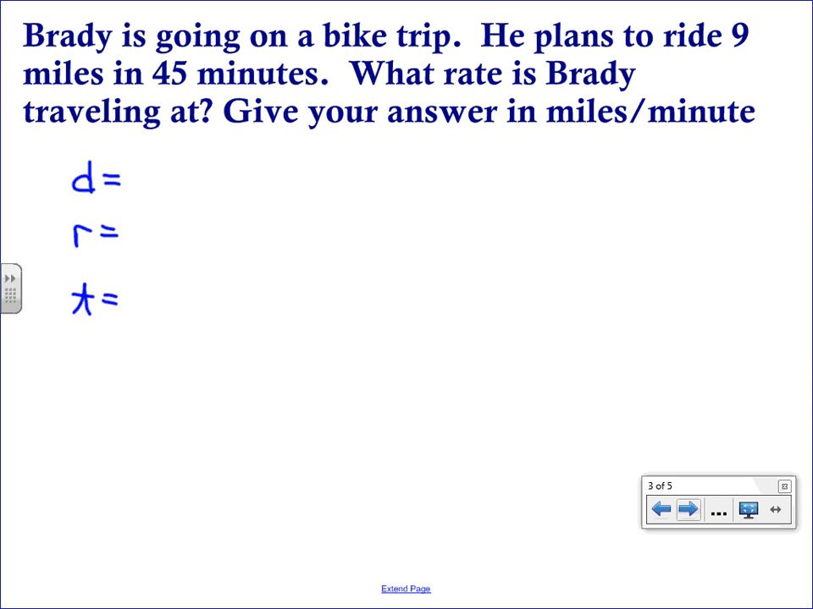So for D, you're going to write down 9 miles. And for T, you're going to write down 45 minutes. The rate is the unknown, so we're just going to put a little question mark there.